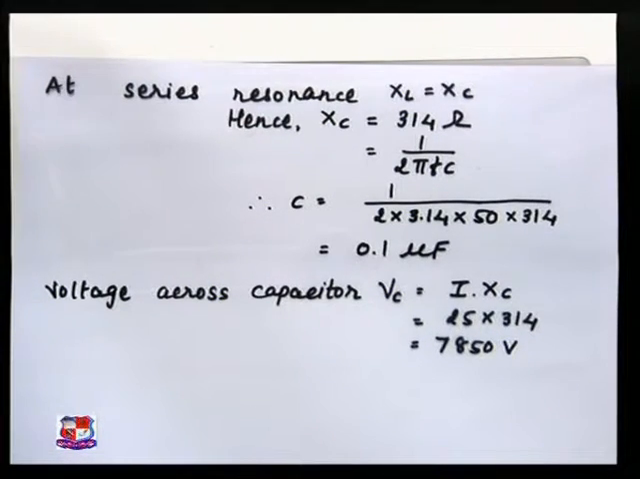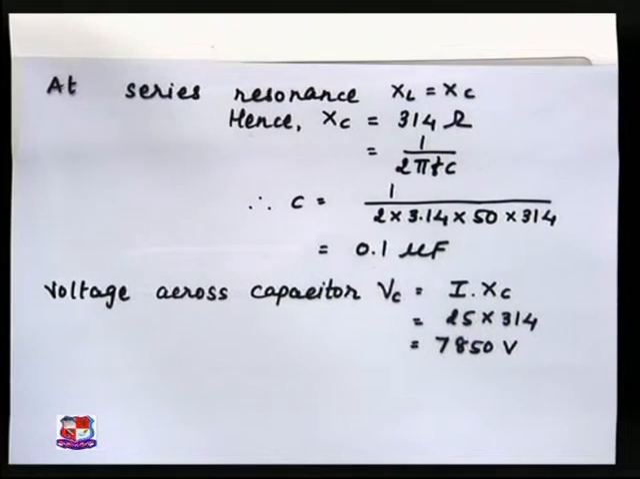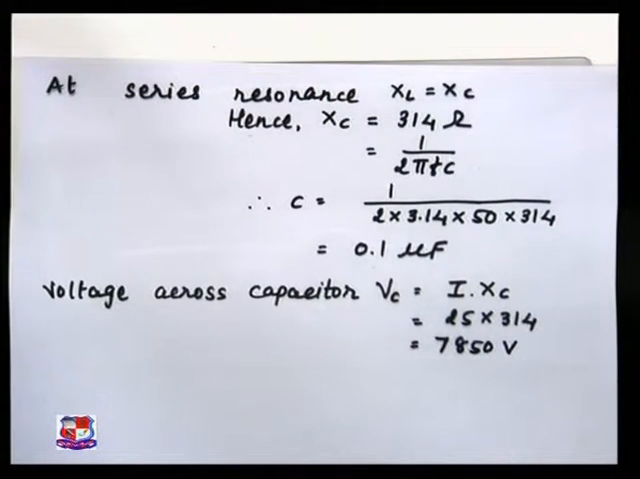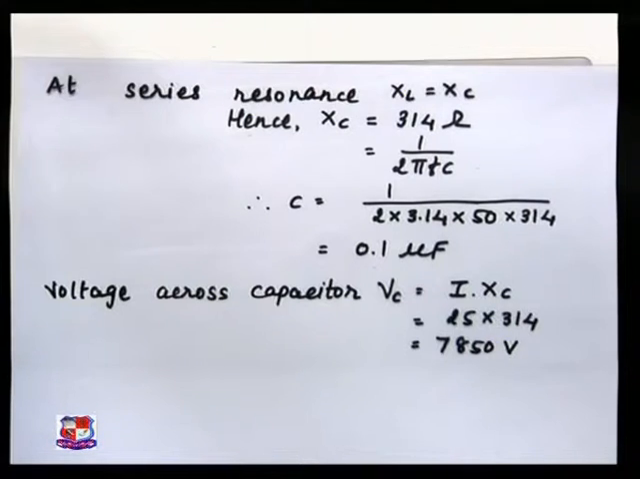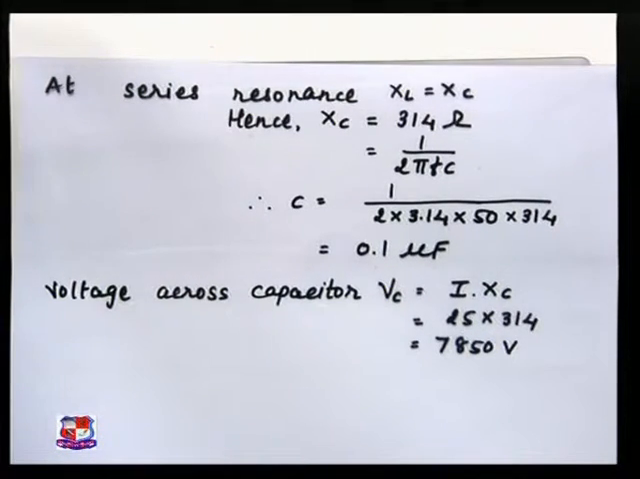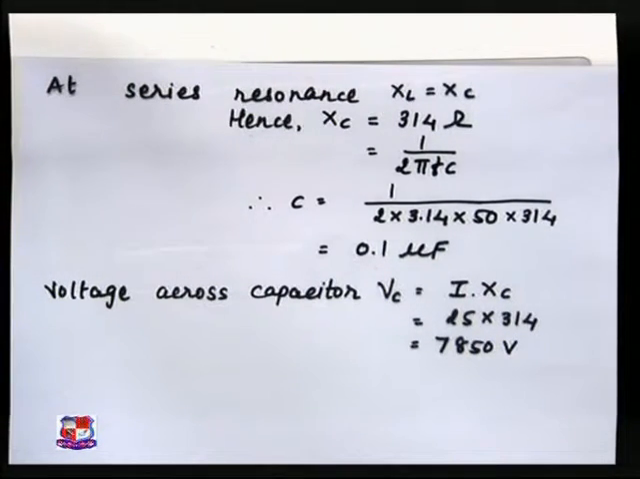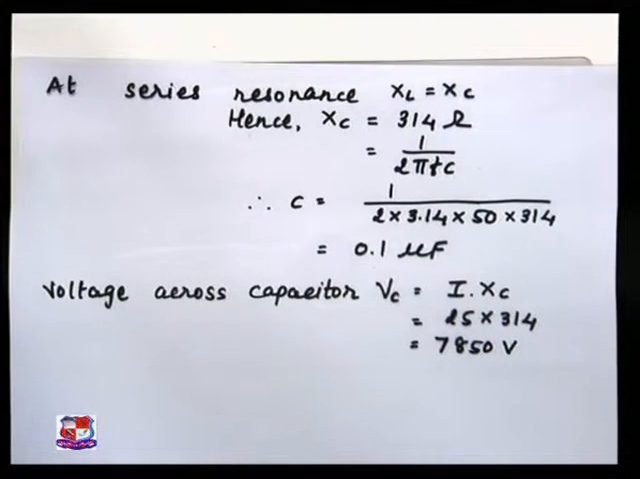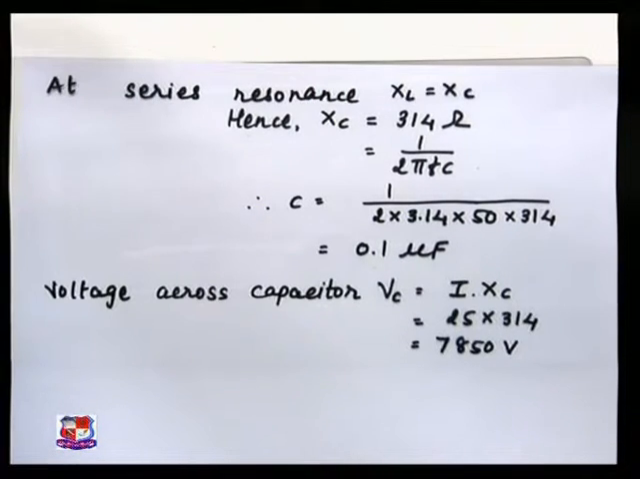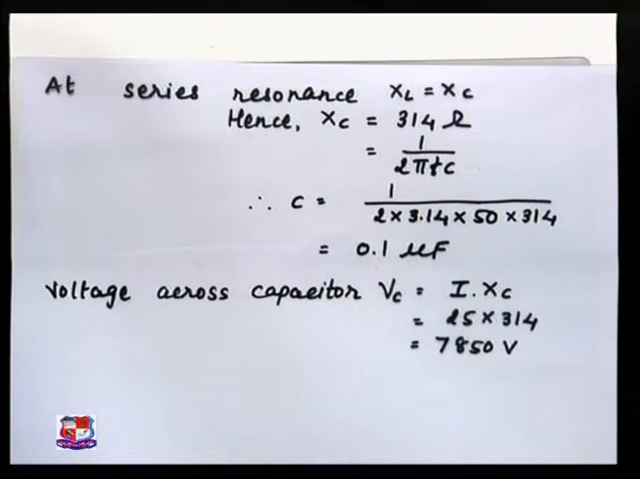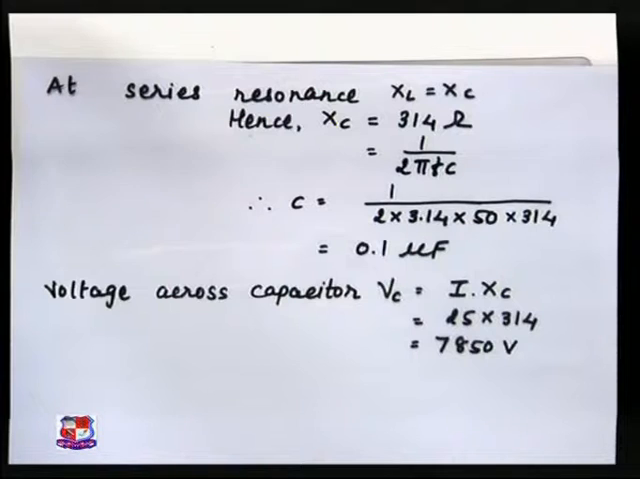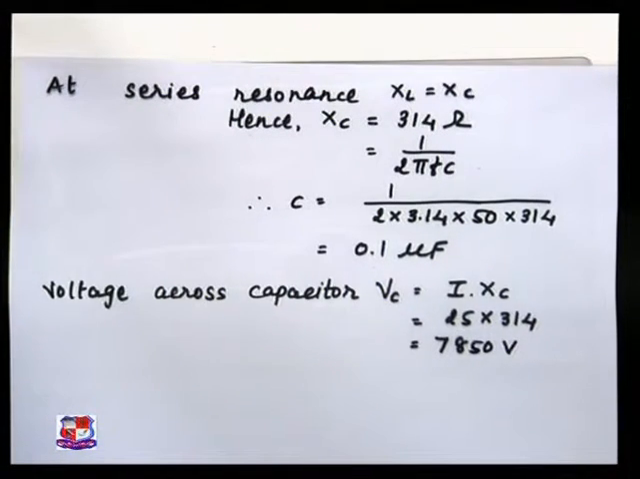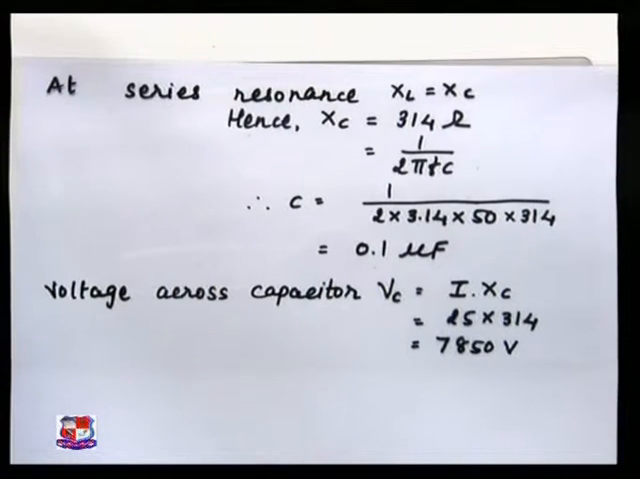So Xc is equal to 1 upon 2 pi Fc. So you compare these two values and you can find the value of capacitance C, which is equal to 1 upon 2 into 3.14 into 50 into Xc, which is 314. So your answer for the capacitor is 0.1 microfarad. So this is the value of capacitor which produces resonance in the given circuit for a value of inductor which is equal to 1 Henry. If you change the value of inductor, obviously the value of capacitor will change.